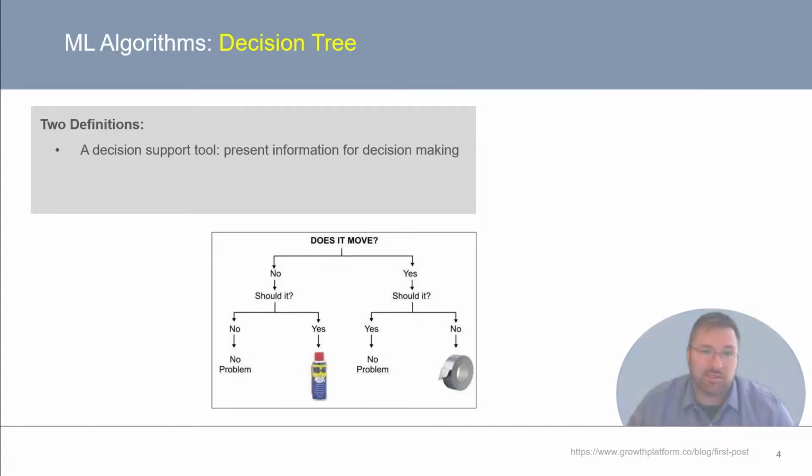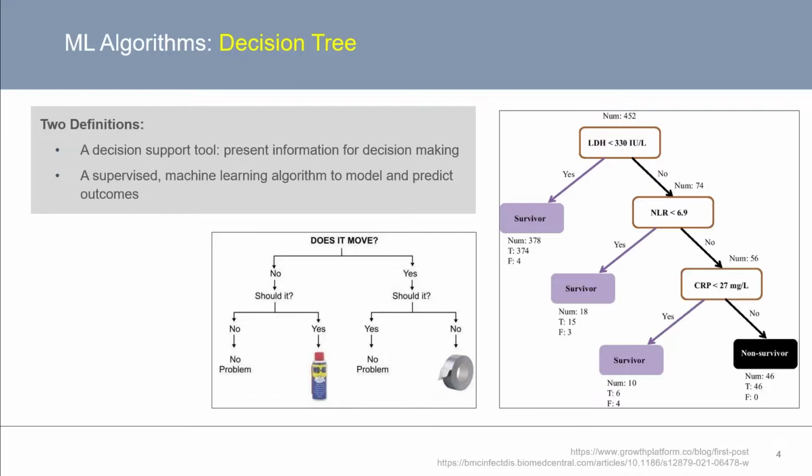As a decision support tool, decision trees like this simply lay out the decision-making process based on existing knowledge. Differently, the term decision tree also refers to a supervised machine learning algorithm that learns from data and trains a model that can be used to make decisions and/or predictions. Here on the right, we have a decision tree trained on patients who tested positive for COVID-19, and we're trying to predict which patients will be survivors versus non-survivors. And in this model, 3 features were found to help make this classification: LDH, which stands for lactic dehydrogenase, NLR, or neutrophil to lymphocyte ratio, and CRP, which is a C-reactive protein. In the following slides, I'm going to show you how trees like this work and how they're trained.